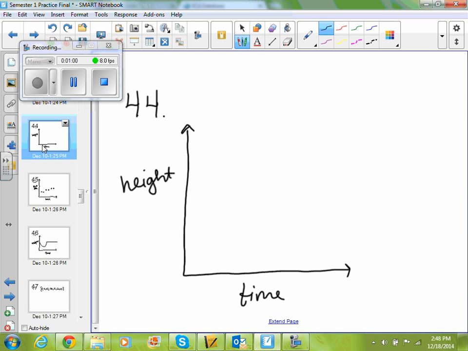If I look at 44, a ball is dropped from a second-story window and bounces to a stop on the patio below. So we're starting up here at a second-story window, and what's happening to our ball? It's going down, we're dropping it. And then it's going to bounce. It says it bounces on the patio, so you're going to get a graph that looks something like that. That's fine.